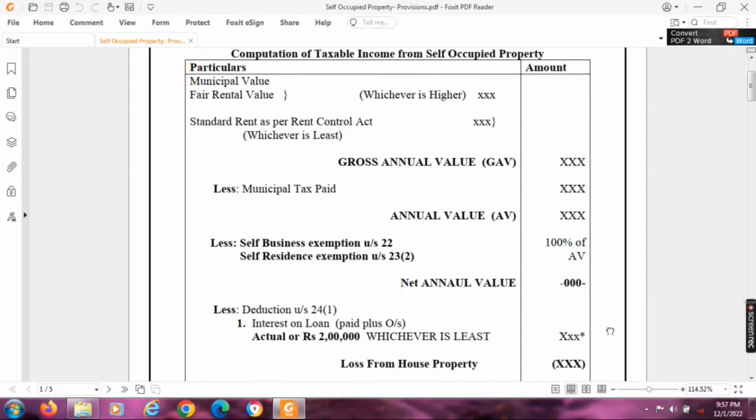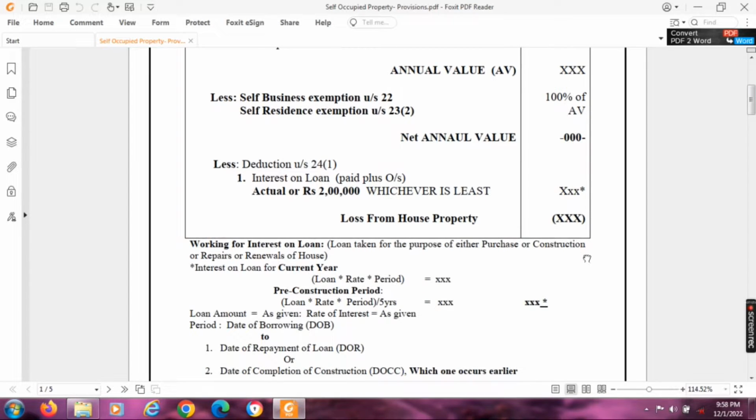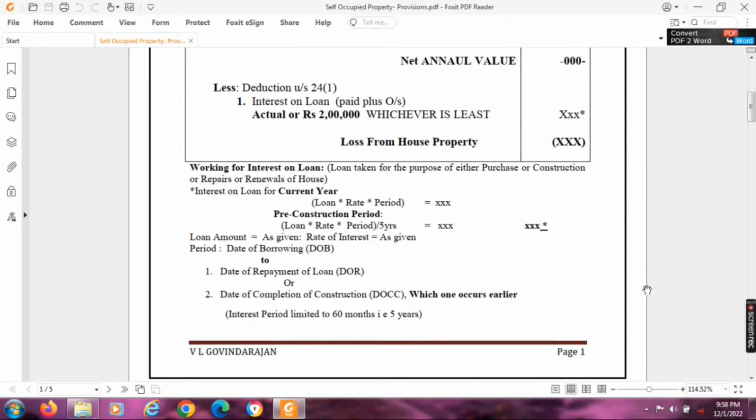Less deduction under section 24 clause 1. Under this we can claim interest on loan, whether paid or outstanding. Actual interest or 2 lakh, whichever is least, is the allowable deduction under section 24(1). So for the self-occupied property there is a chance only for losses, maximum to the extent of rupees 2 lakh.